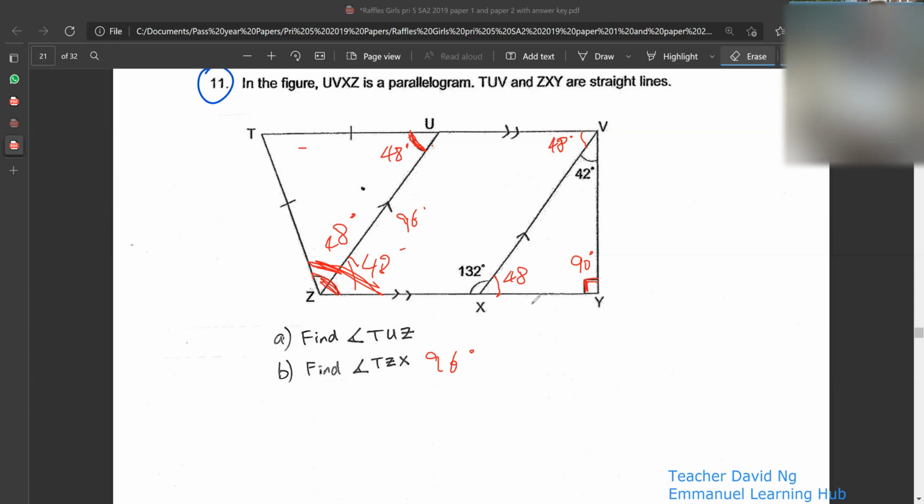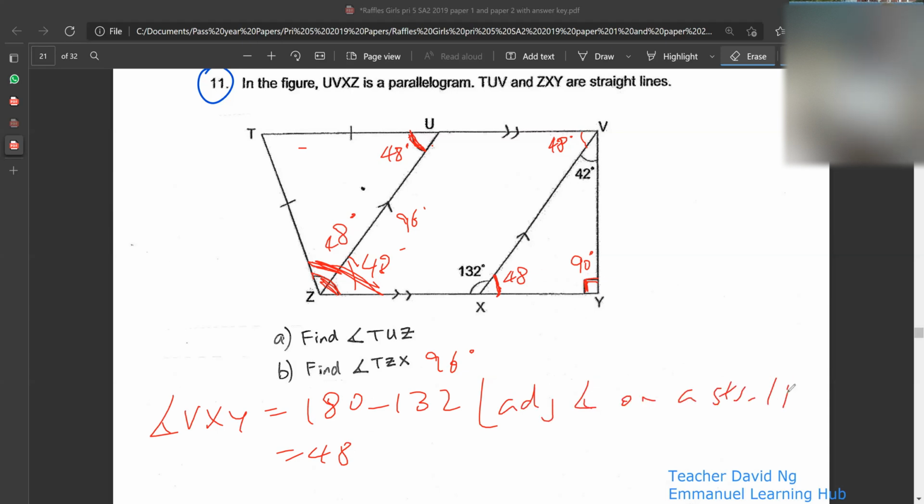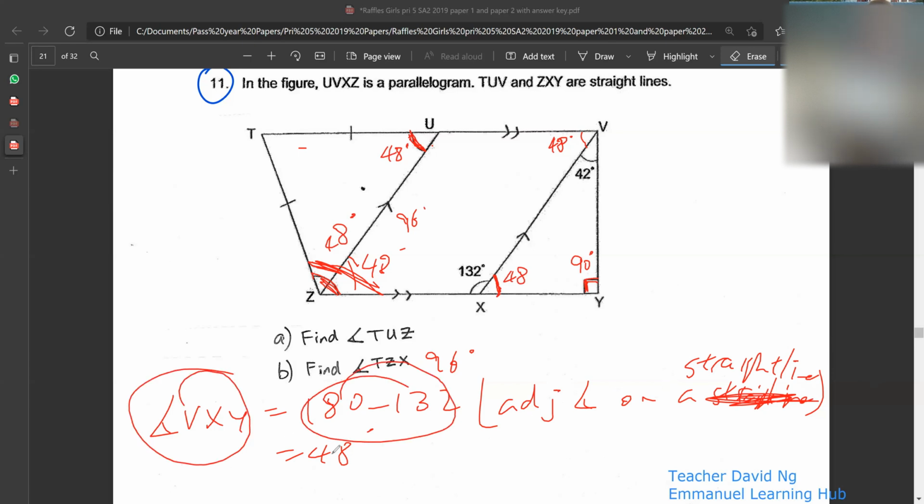Every statement you write, for example, just now I found 48. I can say angle VXY equals 180 minus 132 equals 48. Then the reason is because adjacent angles on a straight line. You spell it out nicely. They cannot fault you. Then you continue to write the full working, then the reason and the answer. You write out which angle you're finding, working, reason, and answer. Every step you write that.